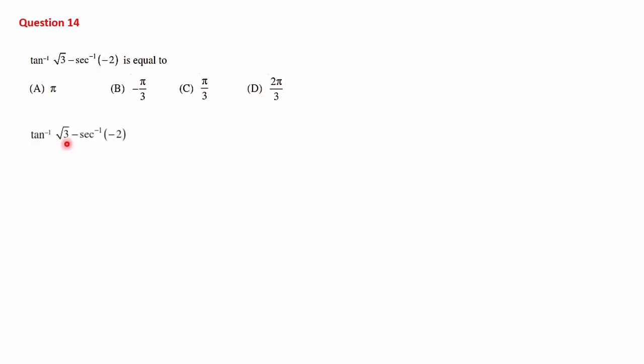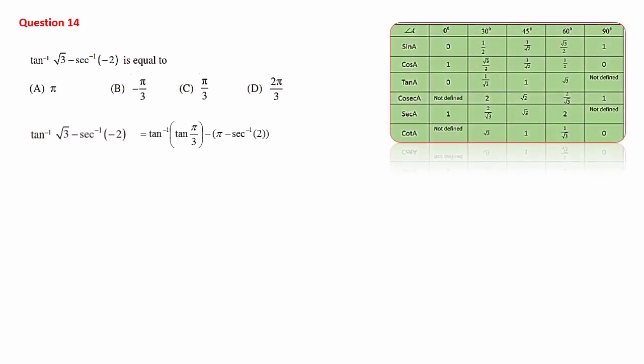Let's write tan inverse root 3 minus sec inverse of minus 2. Here, root 3 is positive, so nothing can be changed. And here there is a minus 2, so sec inverse of minus theta is pi minus sec inverse theta. That is the formula we have learned. Now tan inverse root 3 we can change by using the table. For tan 60 degrees we get root 3, so 60 degrees we have to change into radians. When we change 60 degrees into radians, we get pi by 3.